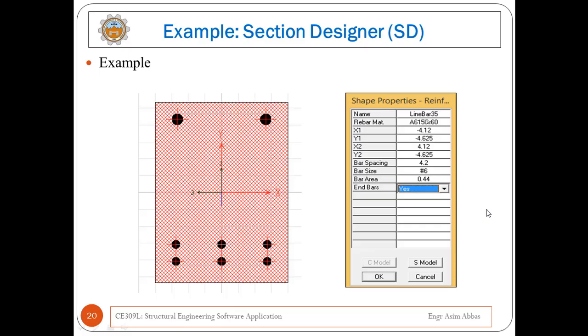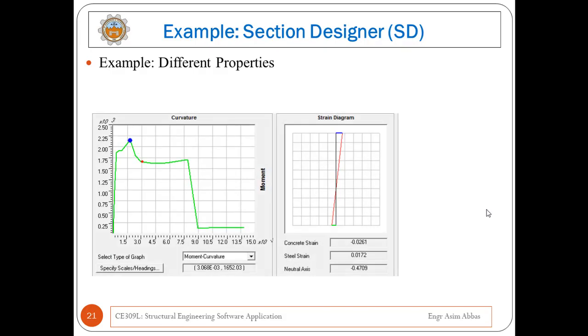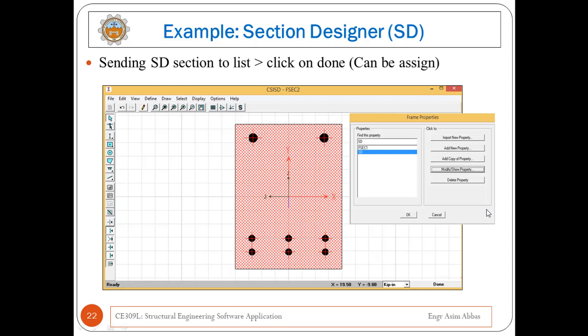Okay, once the cross section is created, then we can display the different properties of that cross section, like the moment curvature curve and the stress strain diagram, right? Similarly, we can display the section properties, like the area, the moment of inertia along different directions, and some other properties. Okay, once the section is developed, it will be added in the frame property list, right? From here we can draw or assign this cross section to any member in the structure, either beam or column.